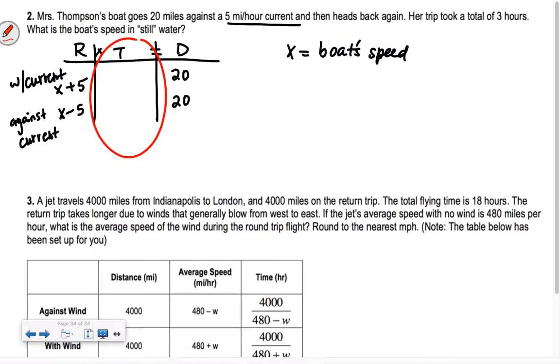So do you guys get it? Do you see what it's going to be there? It's going to be 20 over x plus 5, and 20 over x minus 5. And that's going to give a total of 3 hours. So these are a lot more manageable numbers, right? Would you guys be able to handle this if I put something like this on the test?